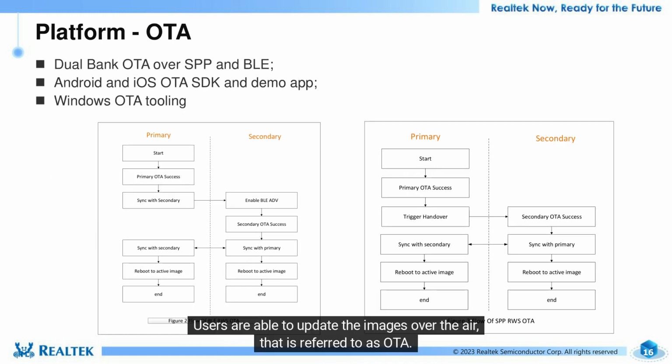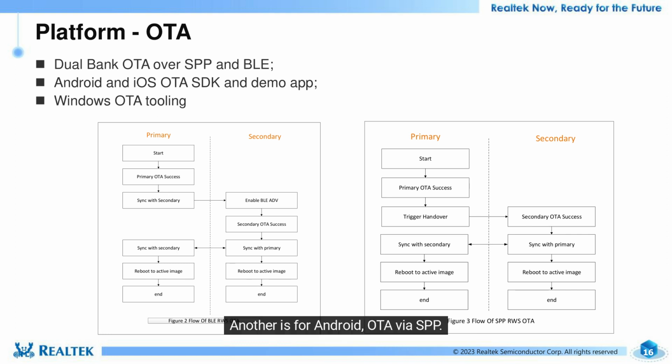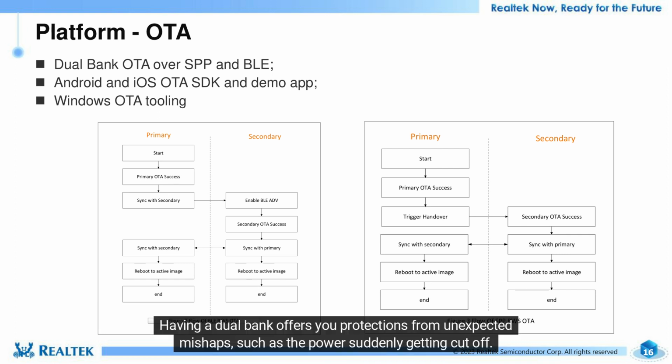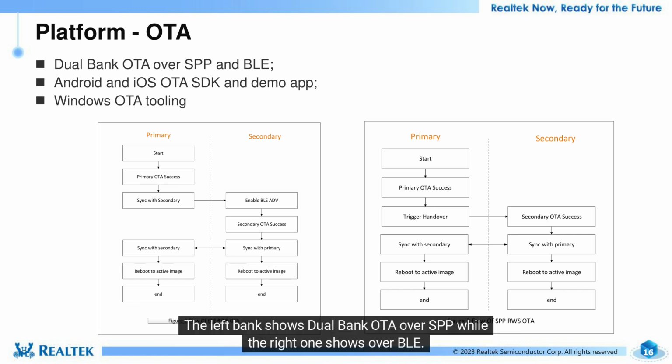Users are able to update the images over the air, which is referred to as OTA. BT Audio SoC supports 2 OTA modes: one is for iOS, OTA via BLE. Another is for Android, OTA via SPP. Now let's introduce the OTA dual bank. Having a dual bank offers you protection from unexpected mishaps, such as the power suddenly getting cut off. The left shows dual bank OTA over SPP while the right one shows it over BLE.